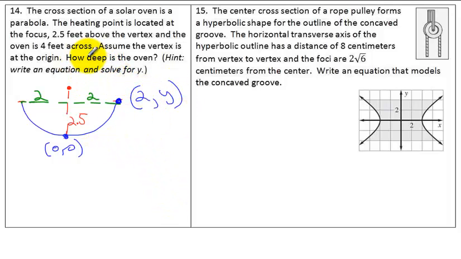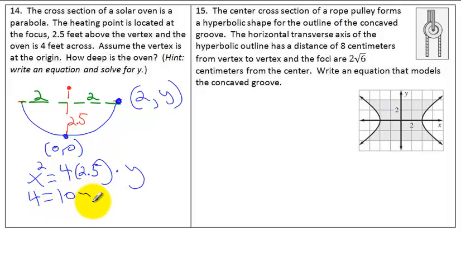That is how deep the oven is. So here's how this works. You take the equation, let's see, x is being squared. So we go x squared equals 4p, so it's 4 times the p value, which is 2.5, because it said the focus is 2.5 from the vertex, so it's 4 times 2.5, and then times the value of y. So if we plug in this x value of 2 and square it, 4 times 2.5, that's 10, 10y. You divide both sides by 10, and that is how deep this solar oven is.